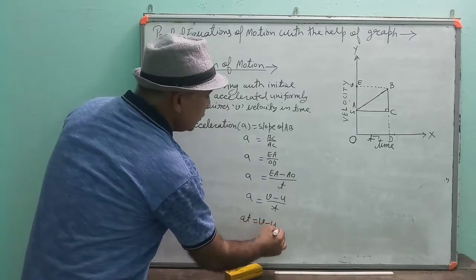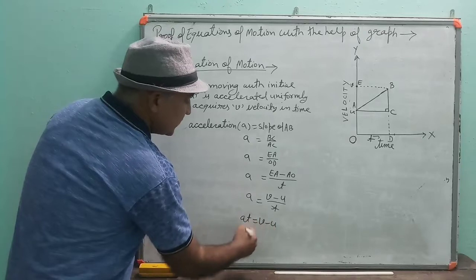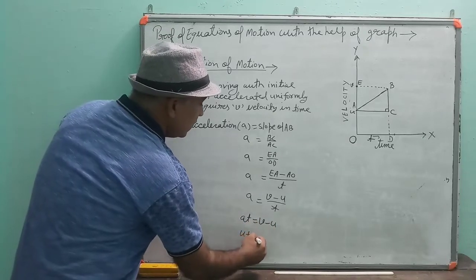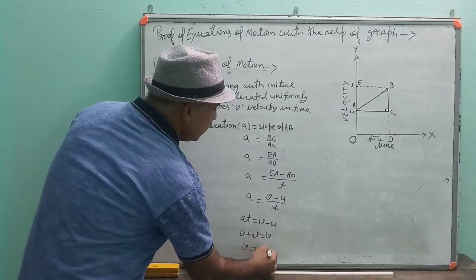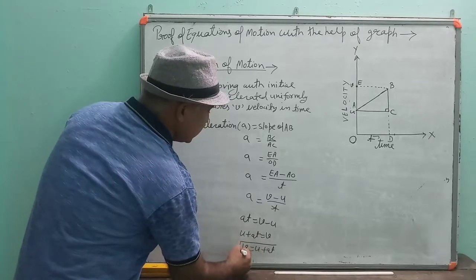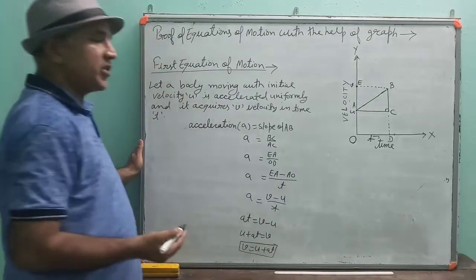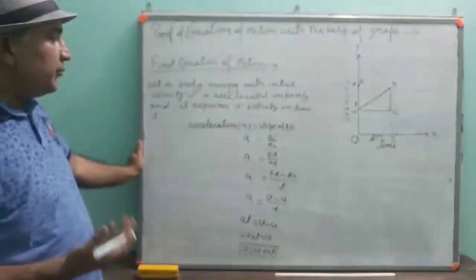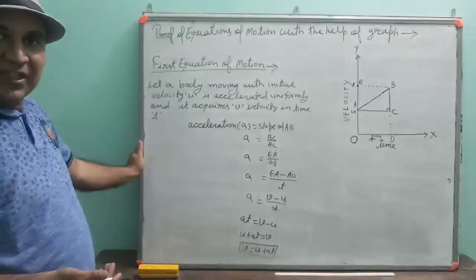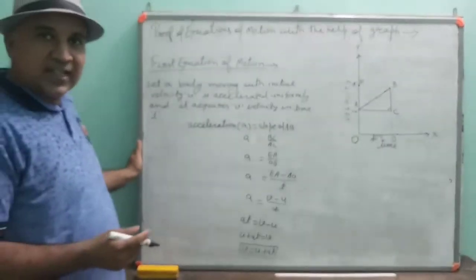at is equal to v minus u. Transfer u this side. u plus at is equal to v. That means v is equal to u plus at, and this is your first equation of motion. See carefully, and if you have any doubt you can give me the message. I will explain you once again.